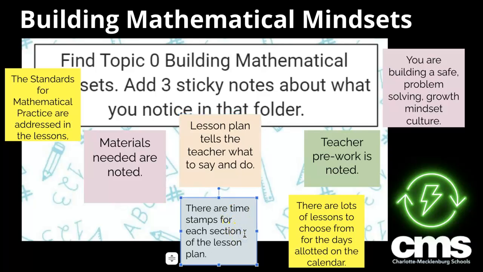Timestamps help you manage your time, knowing we have a lot to do at the beginning of the year. Anything you would want to think or do ahead of time is noted. Lots of lessons to choose from. We might only have a few days to complete some of these lessons, but you might find some of these other lessons and tasks to be inspiring for you to continue to build community in your classroom throughout the first week or month. And the goal of these lessons is to help build a safe, problem-solving, growth mindset culture, environment in your classroom.